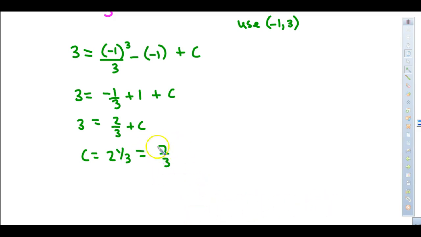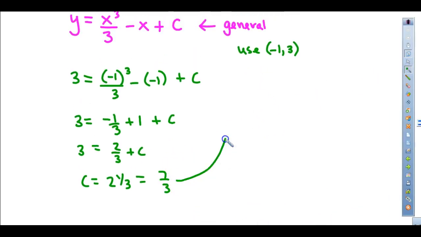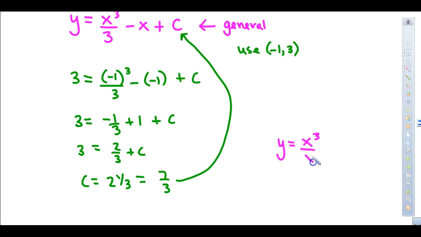So once you know what c is, now you can come back and put it in the place of c right there, and that will tell us that our particular solution is x cubed minus x. Ooh. Not over x, Ms. Letchworth, x cubed over 3 minus x, and then plus 7/3. And this is my particular solution. And it's just that easy.